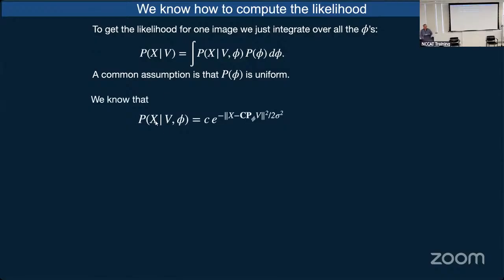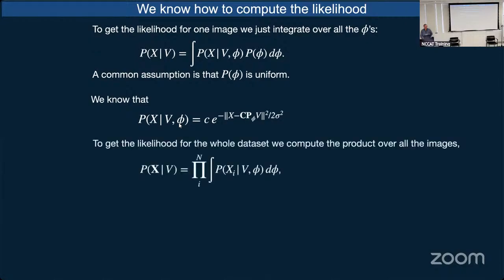So the basic idea is we start off with what we already know, that the probability of an image given the volume and the projection direction is exactly this thing that I was talking about before. It's the image minus the reference based on the projection direction. Okay, and to get the likelihood for the entire data set, all we have to do is take each image, compute its probability given those things, and because each image is statistically independent, that is, the noise in each image is statistically independent, we can just take the product of all those probabilities.